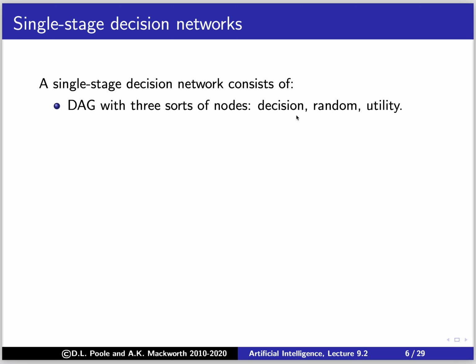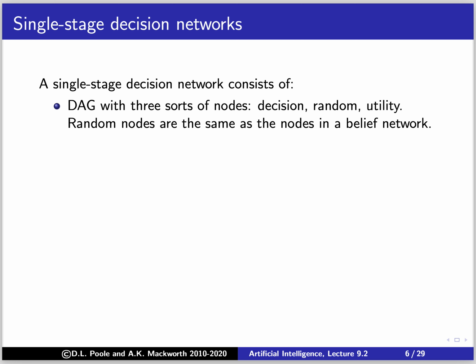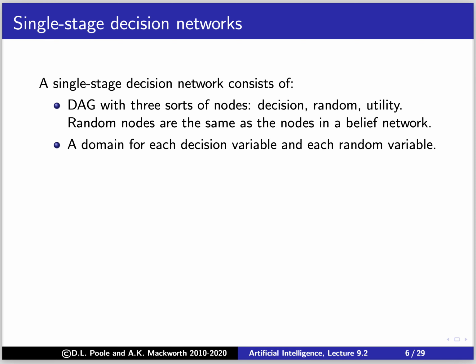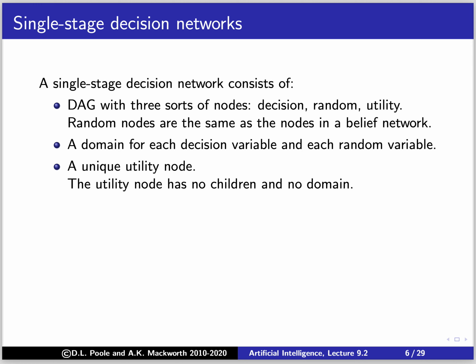There are decision nodes, random nodes, and a utility node. Random nodes are the same as the nodes in a belief network, so we're extending a belief network. There's a domain for each decision variable and each random variable, like we did in the belief network. And there's a unique utility node, which has no children and no domain.